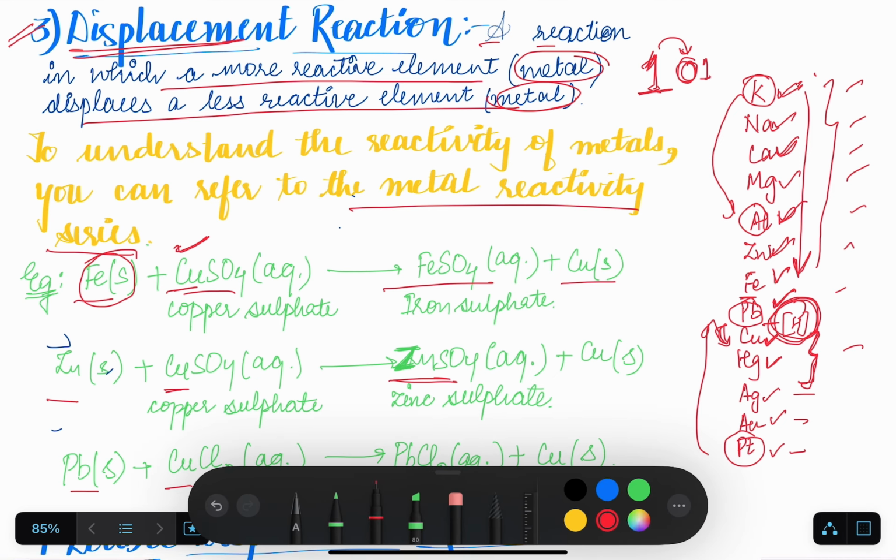There are many mnemonics, but I have learned it this way, so I am telling you.